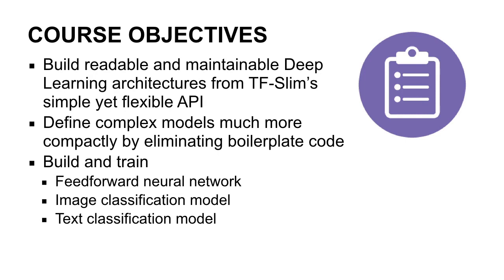The course objectives for this TensorFlow-Slim video series are the following. By the end of this course, you will be able to build readable and maintainable deep learning architectures with the Slim API. You will be able to define complex models in a much more compact way by eliminating the boilerplate code that plagues many of the deep learning algorithms at the moment. You will have built and trained a feedforward network, an image classification model, and a text classification model.